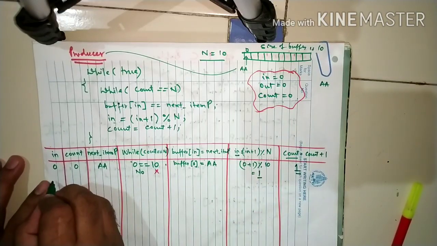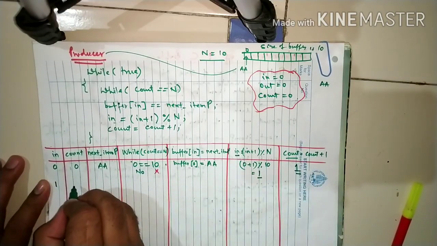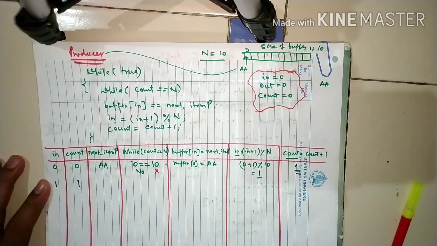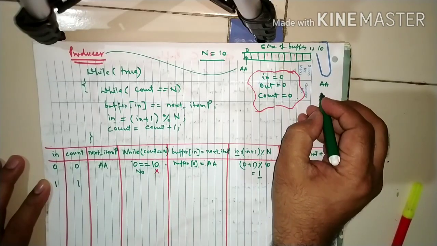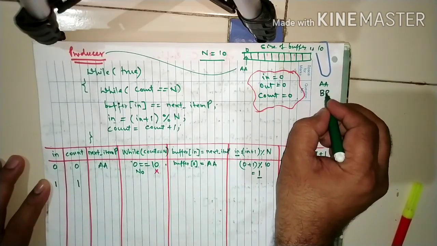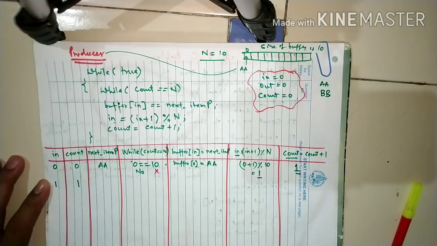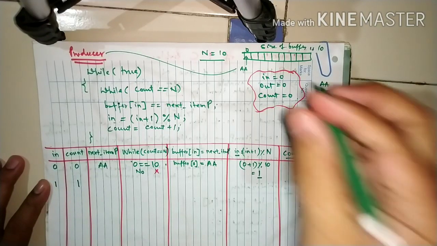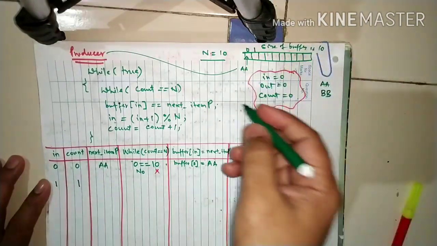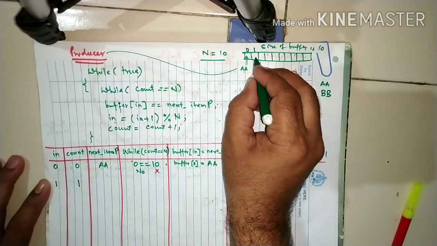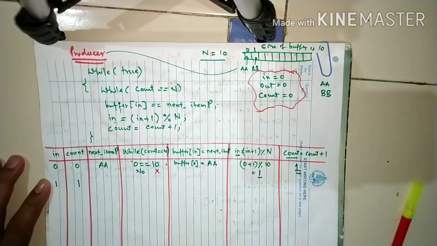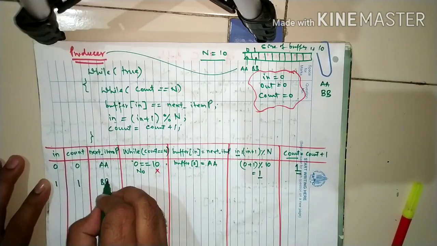The value of in is 1, the count value is again 1. Okay, the next data item your producer wants to insert inside the buffer, consider it as bb. Okay, bb is the data item which the producer wants to insert on the first place. It means on the second position, that is bb. So the next data item is bb again.